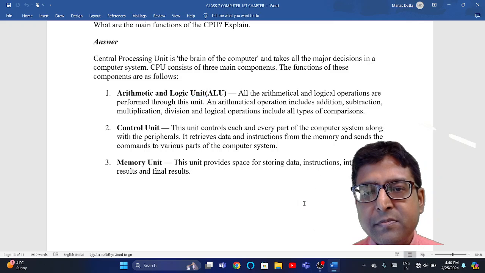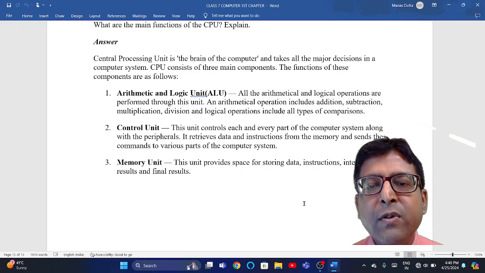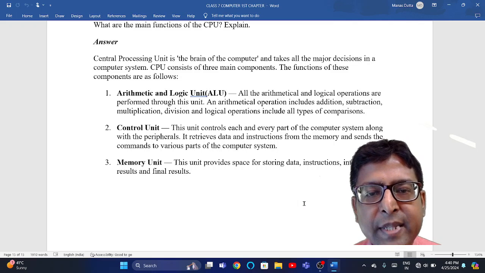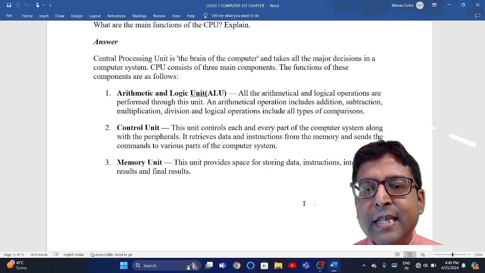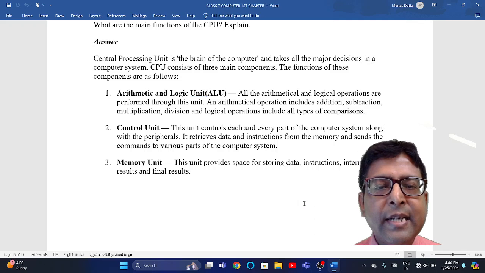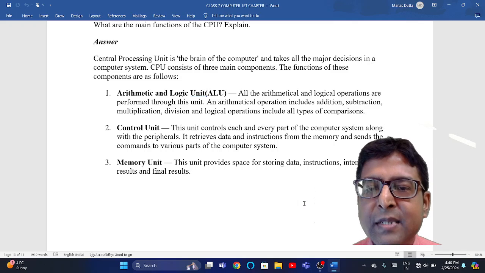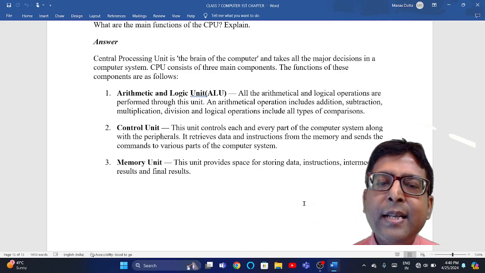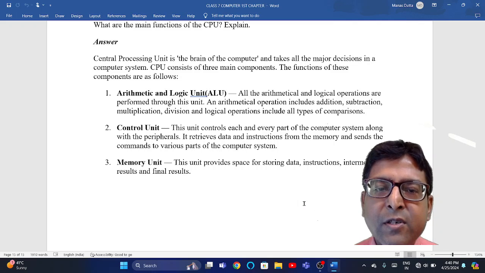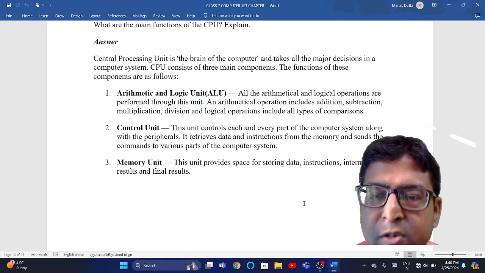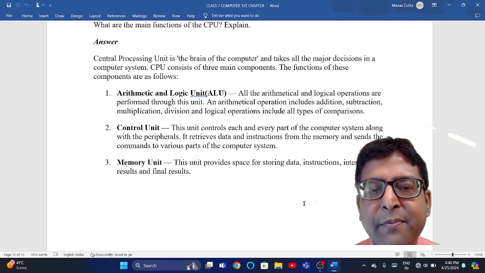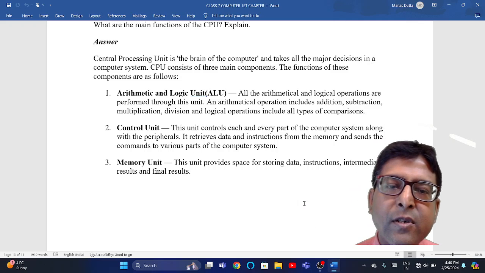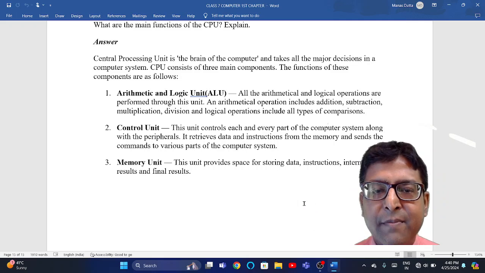Control unit. This unit controls each and every part of the computer system along with the peripherals. It retrieves data and instructions from the memory and sends the commands to the various parts of the computer system. The control unit generates control signals, and these control signals control all the peripheral devices and the control unit itself.